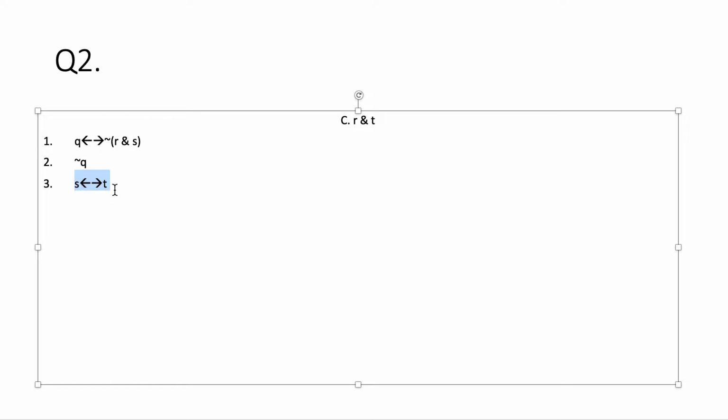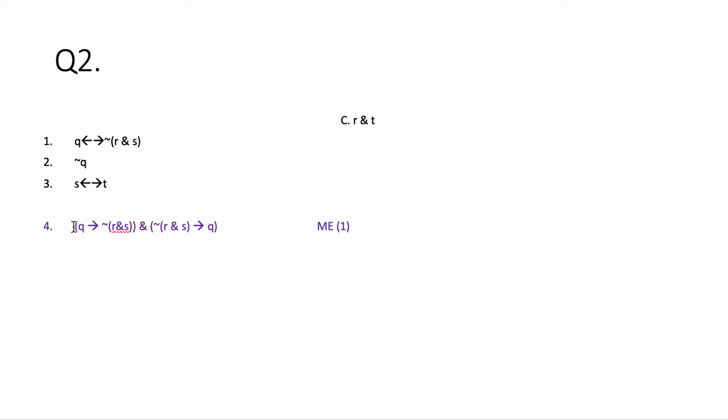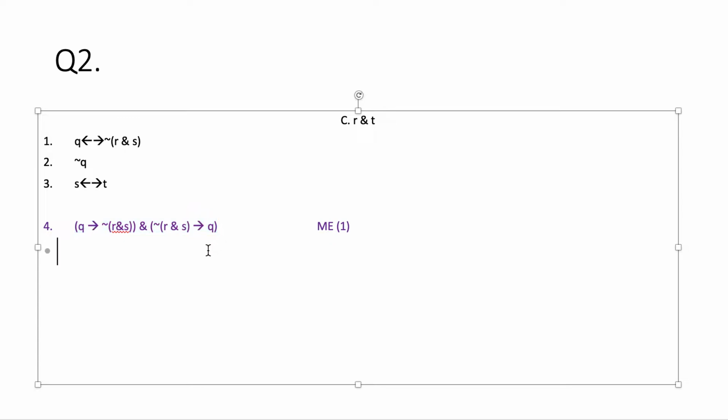I'm going to use the rule of material equivalence on line 1, the most complicated of the biconditionals. I'm going to break that down into this. A conjunction of two conditionals. The first conjunct just says that if Q, then not R and S. The second conjunct says if not R and S, then Q. And that's exactly equivalent to this biconditional here, because a biconditional says that not only is if Q true, then what's on the right is true, but also if what's on the right is true, if not R and S is true, then Q is true.